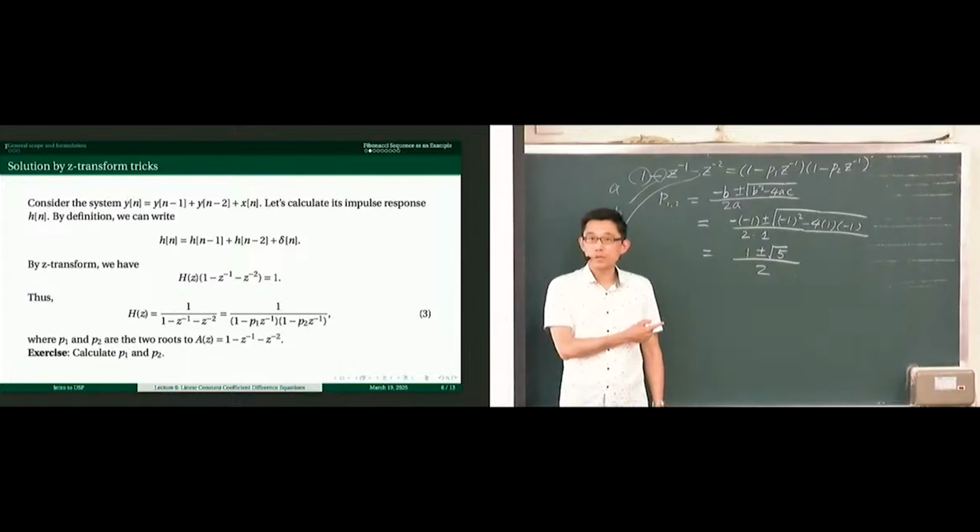That's P1 and P2, the two roots. Okay, seriously, this is what we need to go through. This one was one in our derivation. And remember, why are we doing this? Please be reminded that we are trying to calculate the impulse response.